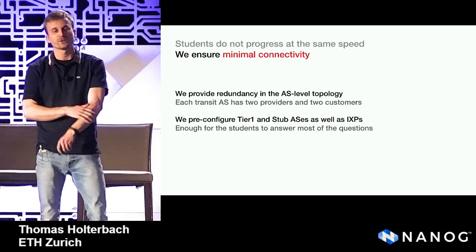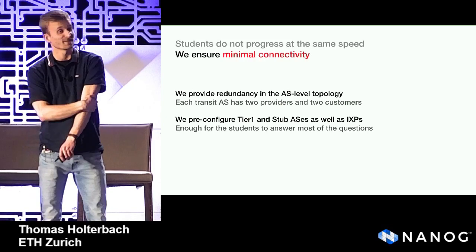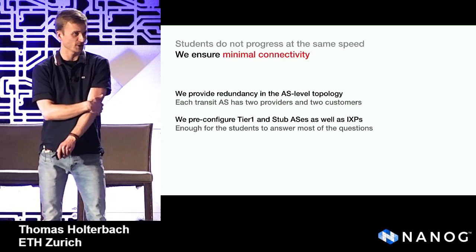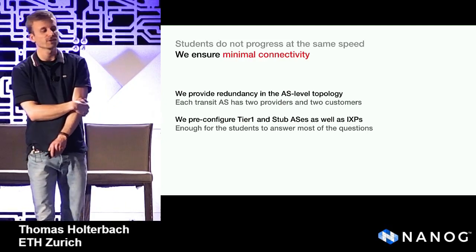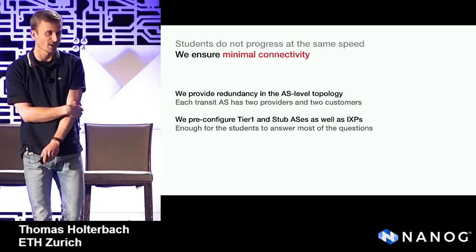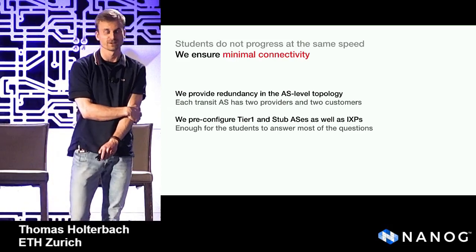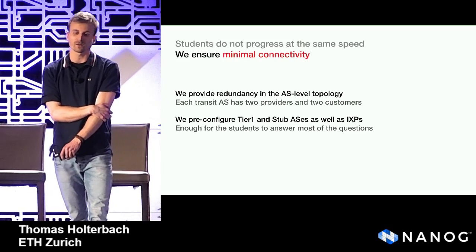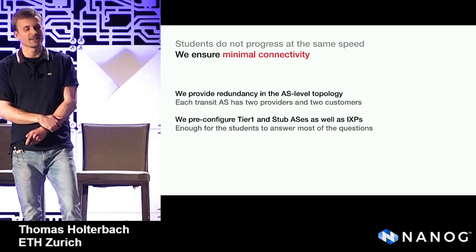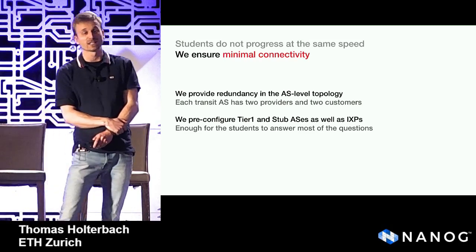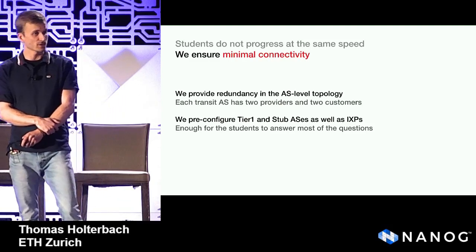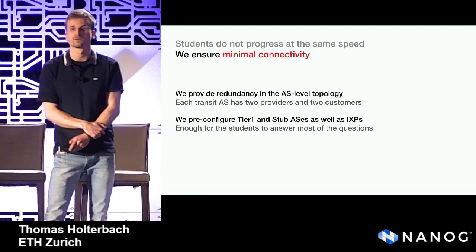How do we do this? First, we provide redundancy in the AS-level topology. Each transit AS, the ones that we give to the students, has 2 providers and 2 customers, so that if one provider fails, there is another one that can still bring connectivity. So this already mitigates the problem. But in addition, we also pre-configure automatically the tier 1 and stub ASes, as well as the IXPs. And this is already enough for the students to answer most of the questions.